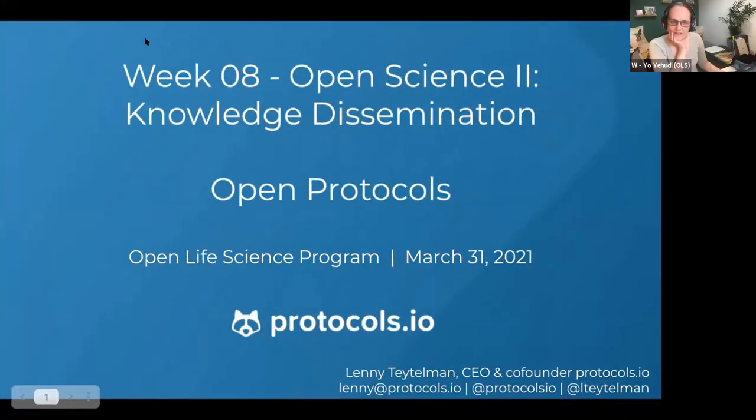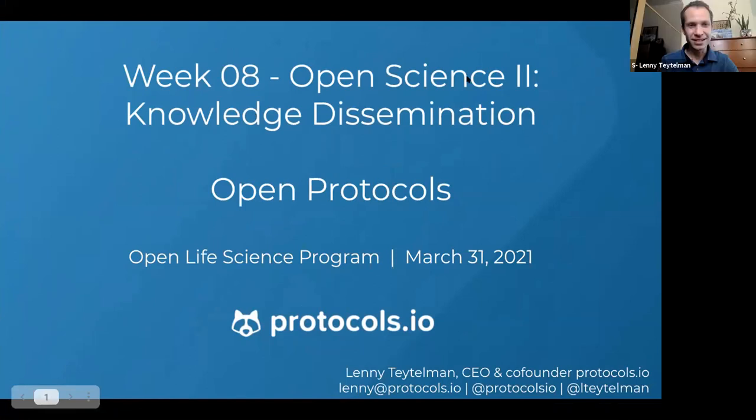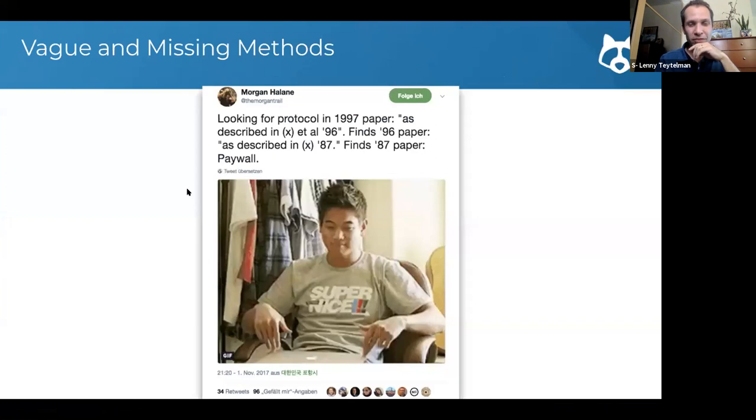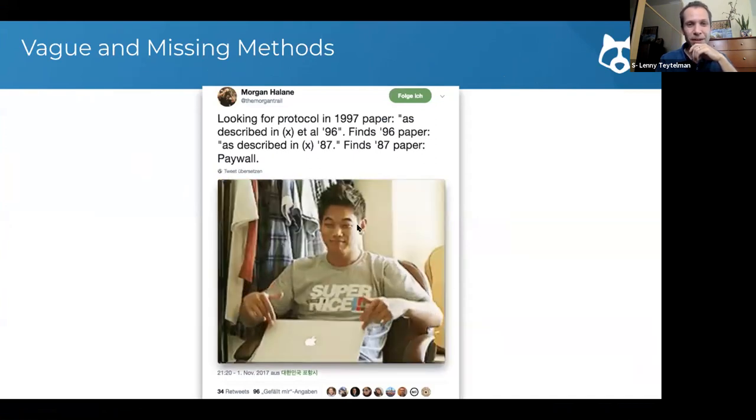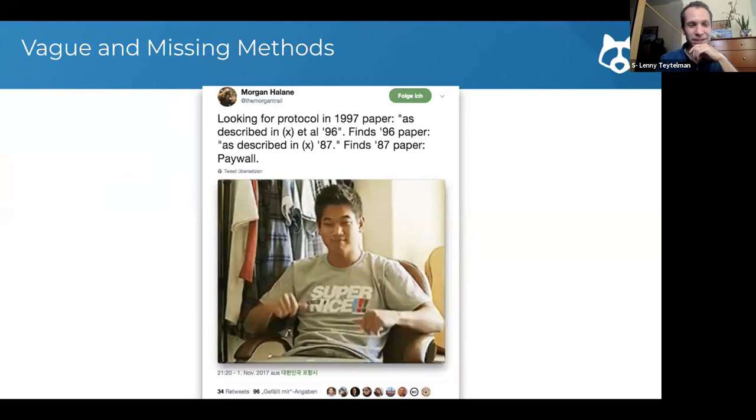We can see the presentation. Fantastic. Excellent. Thank you. And sorry about the hiccup. So I often start with one of my favorite tweets from a postdoc at UC Riverside, who says, I'm reading a paper, looking for a protocol, a 1997 paper, as described in 96, finds the 96 paper, as described in 87, finds the 87 paper, it's paywalled. And that's a very common and frustrating experience.